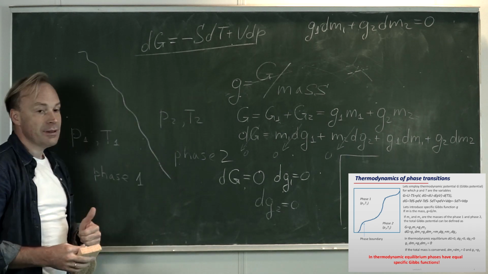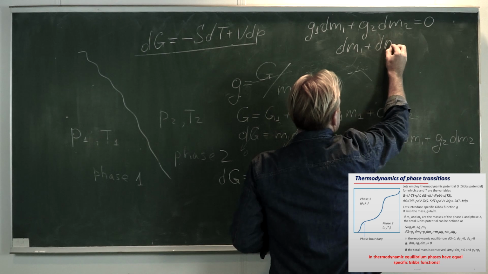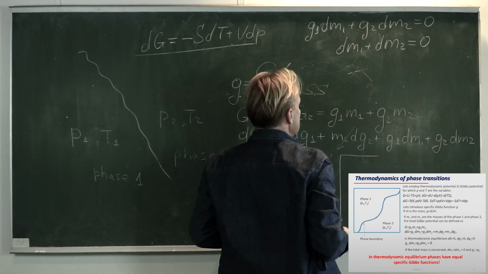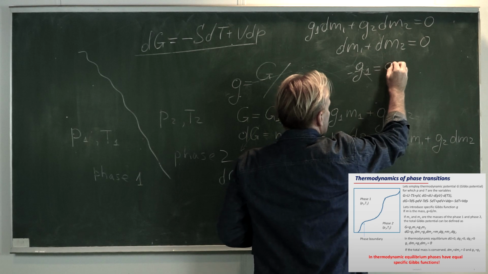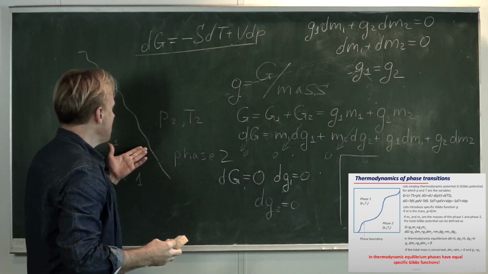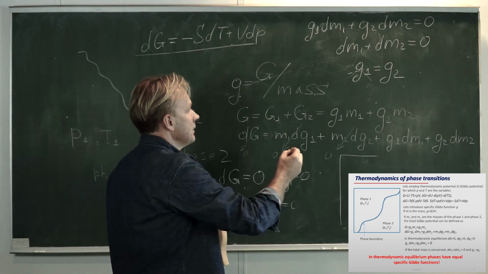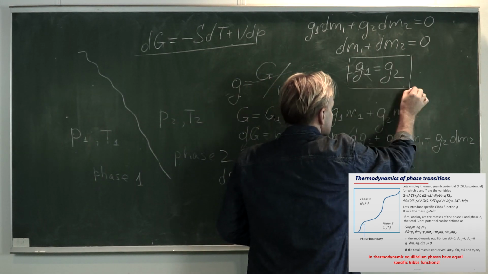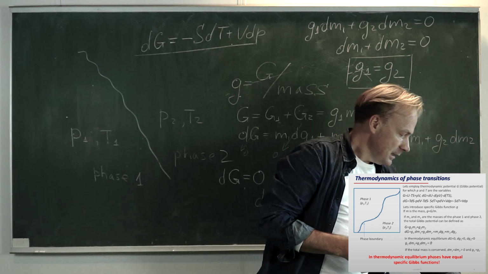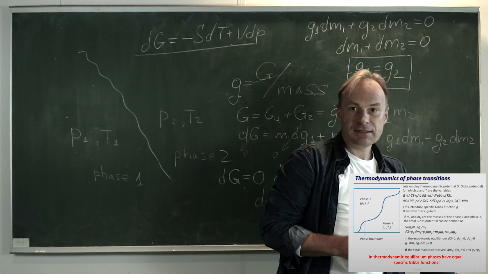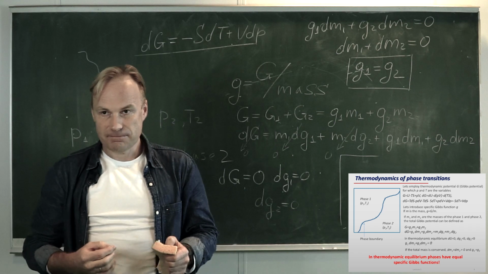but even if there is a transition, total mass is conserved. So it means that if I'm talking about changes of mass in phase 1 or in phase 2, the total mass shouldn't change, and from these two expressions I eventually arrive at a very important equality that says that if I'm talking about thermodynamic equilibrium of phase 1 and phase 2 at the phase transition, then thermodynamic equilibrium implies that specific Gibbs functions of phase 1 and phase 2 are mutually equal. This is the main statement that allows us to build up the thermodynamic theory of phase transitions.